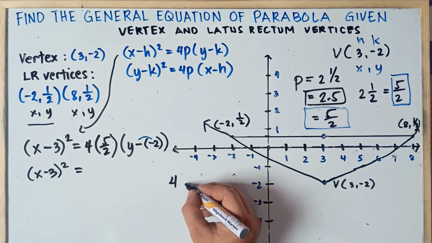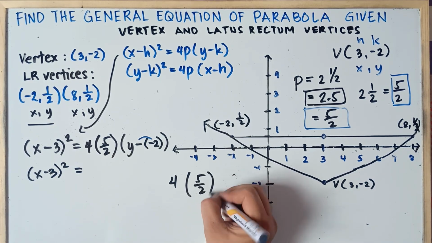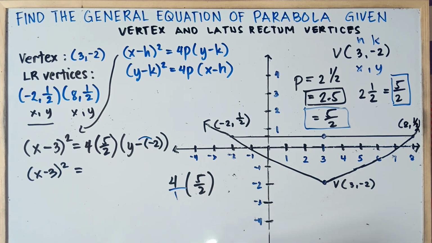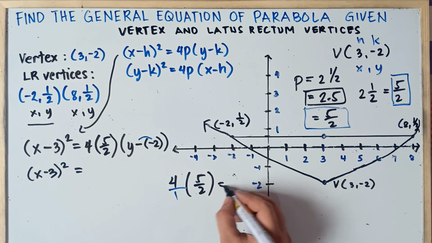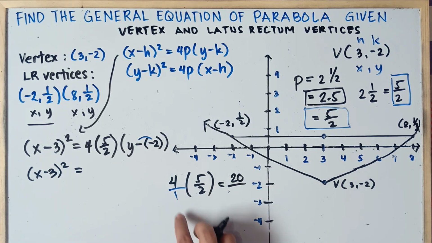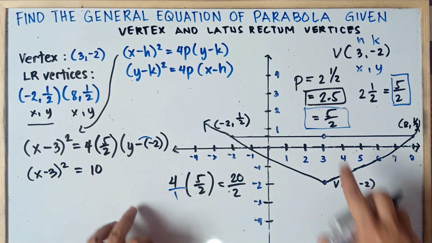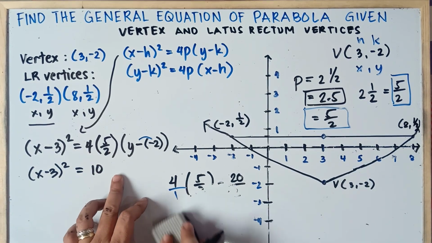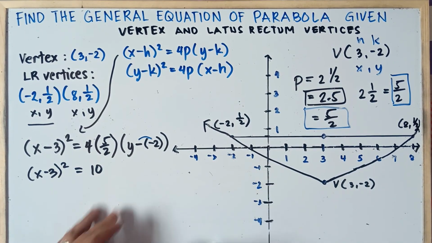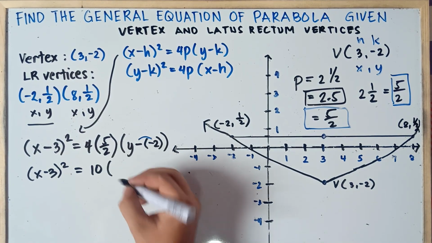So 4 times 5 over 2. Understood that a whole number has a denominator of 1. So 4 times 5 is 20. Divide, 1 times 2 is 2. 20 divided by 2, that is 10. Alright, or 4 times 2.5, you will get the same answer, class, 10. Alright, so 10, then copy this one.